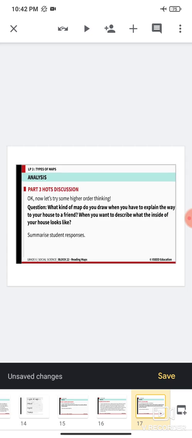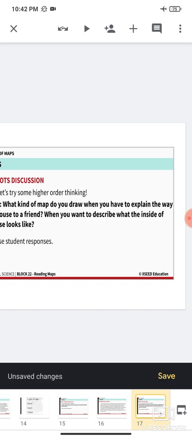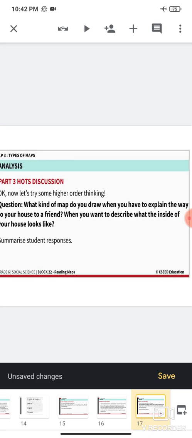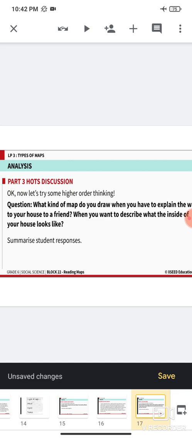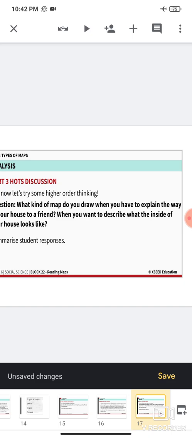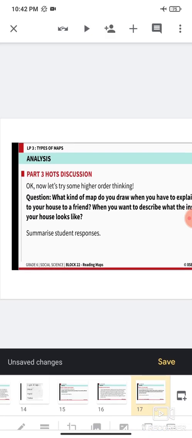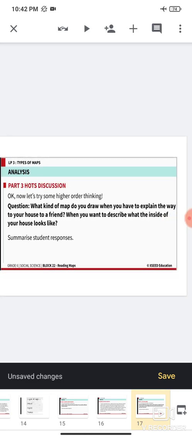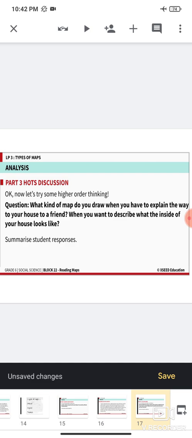Now the last question for today. What kind of map do you draw when you have to explain the way to your house to a friend? Suppose you want to show the direction to your house to your friend. What kind of map do you have to draw? And when you want to describe what the inside of your house looks like, how do you do that?